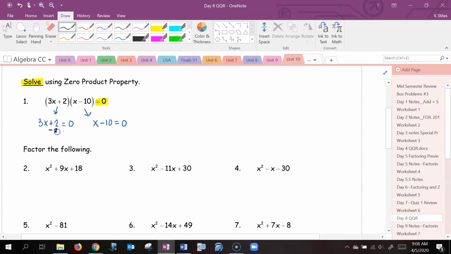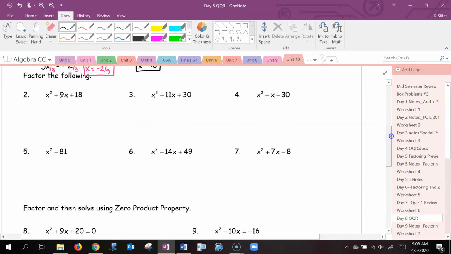So this first one, I will subtract my 2 on both sides. And then I will go ahead and divide by 3 on both sides, and I'll just get x equals negative 2/3. And that is representing one of my x-intercepts. And then my other one, I just have to add my 10, and x equals 10. That's my other x-intercept.